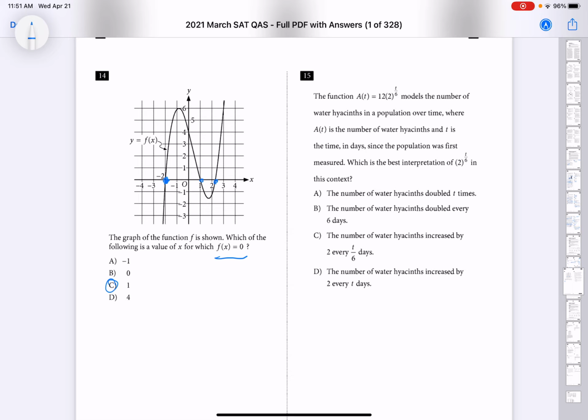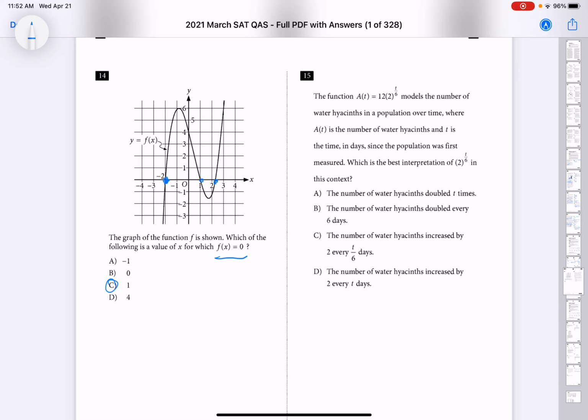15. The function A of t is equal to 12 times 2 to the t over 6 models the number of water hyacinths in a population over time, where A of t is the number of water hyacinths and t is the time in days since the population was first measured. What is the best interpretation of 2 to the power of t over 6 in this context?